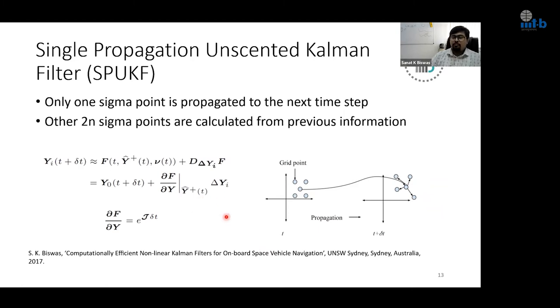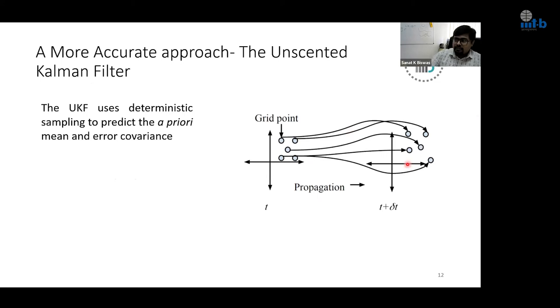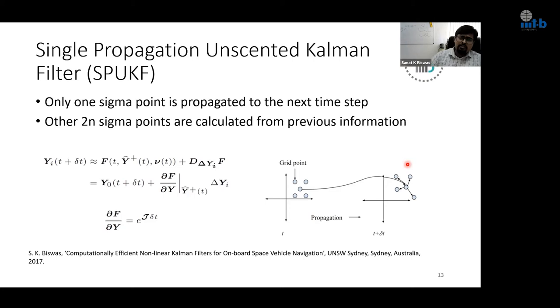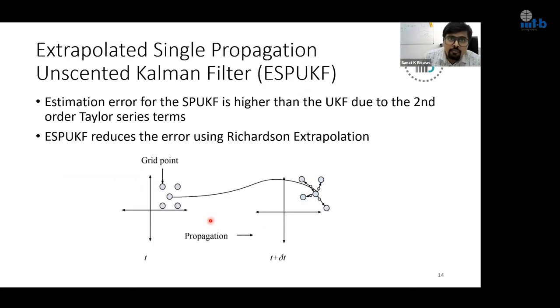Ideally? No. As I mentioned, if you have n variables, then the augmented state vector will be 2n, and the number of samples that you will be drawing for the unscented Kalman filter is not infinite. It's finite and deterministic. It's 2 multiplied by 2n plus 1. So basically 2 multiplied by 2n samples will be reconstructed, and the plus 1 is the mean. So we are reconstructing the same number of samples rather than propagating. But as I mentioned, there are still some errors, because the unscented Kalman filter guarantees accuracy up to second order or sometimes third order Taylor series terms. That is not there here, which is why there are still some errors. So then we came up with another technique, that is the extrapolated single propagation unscented Kalman filter.